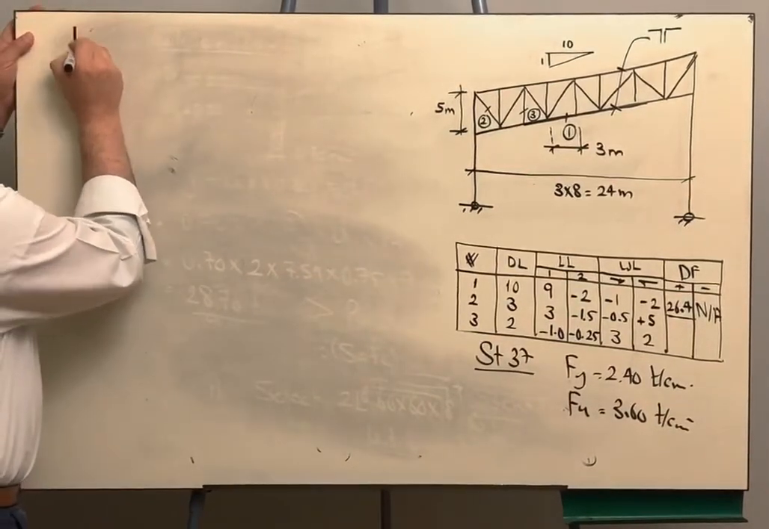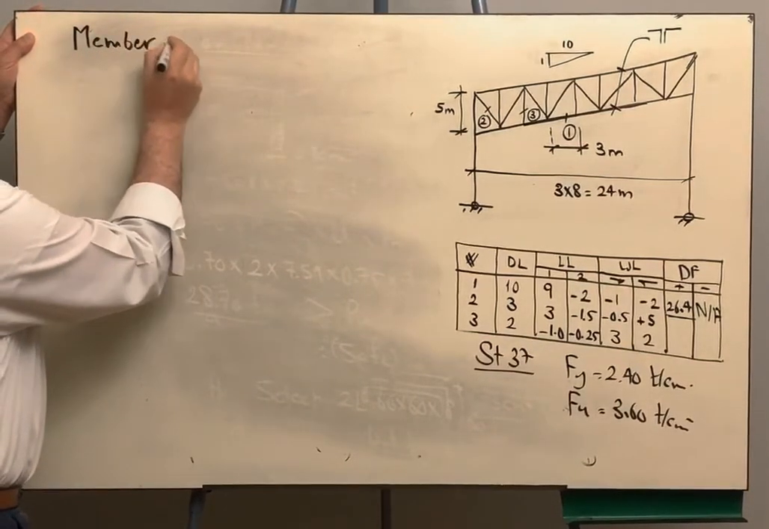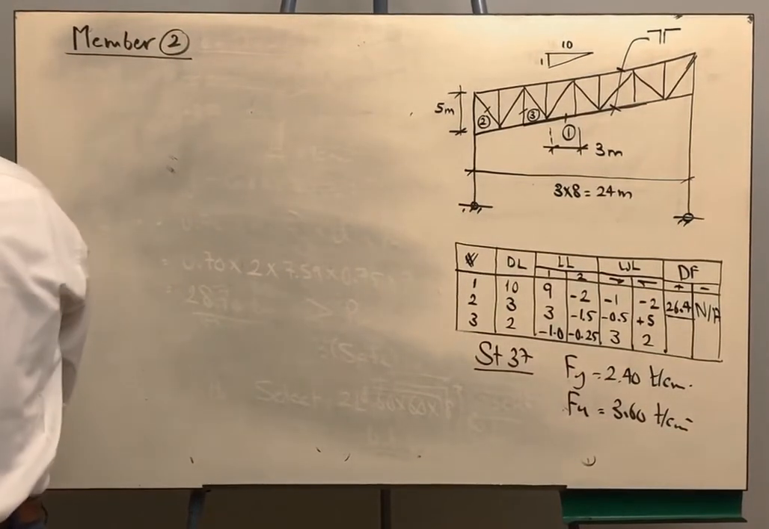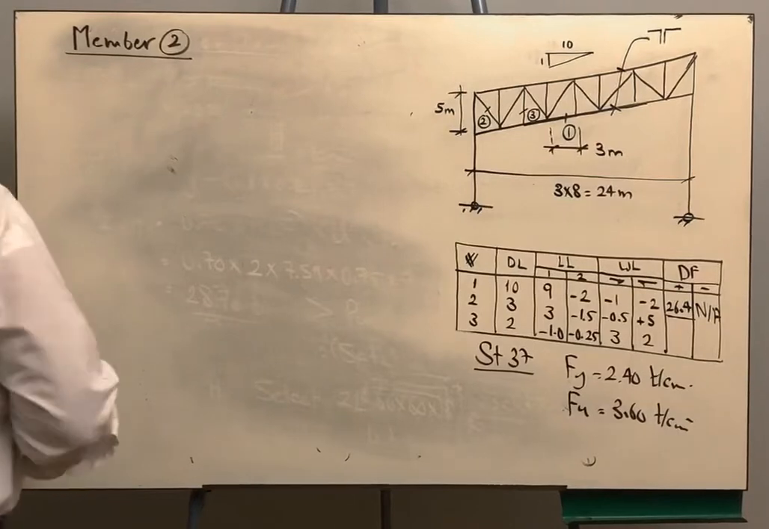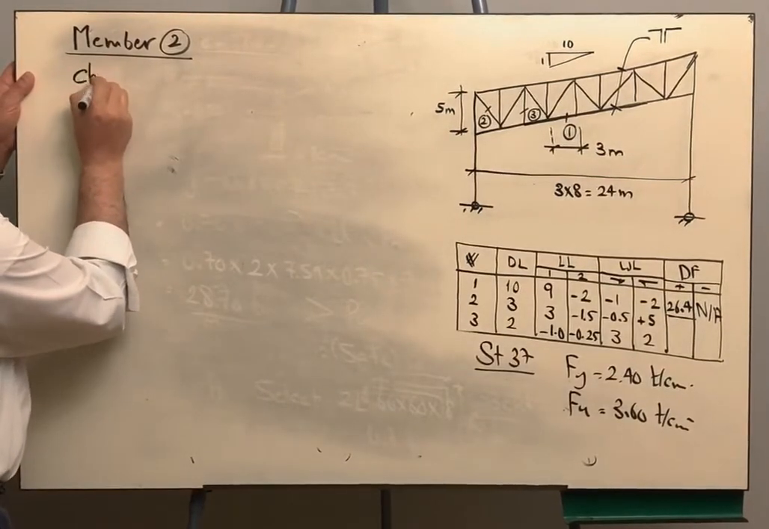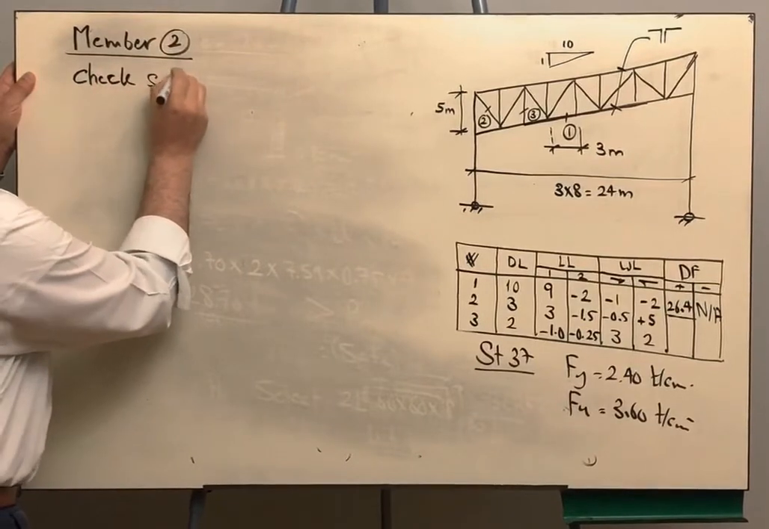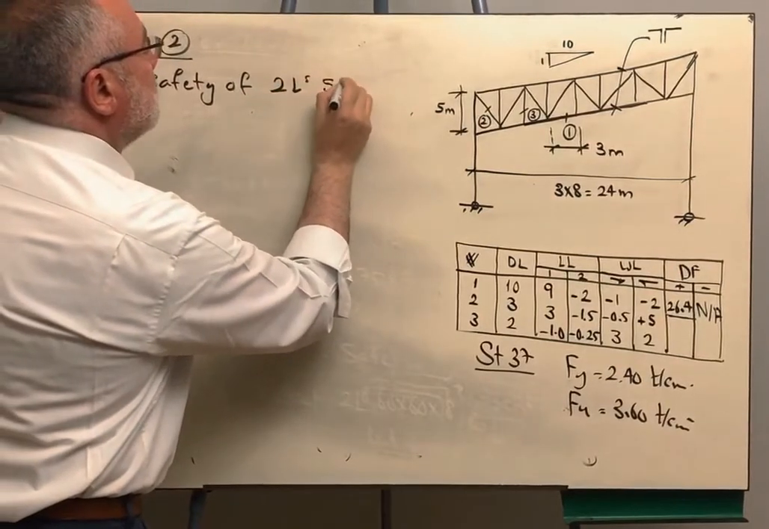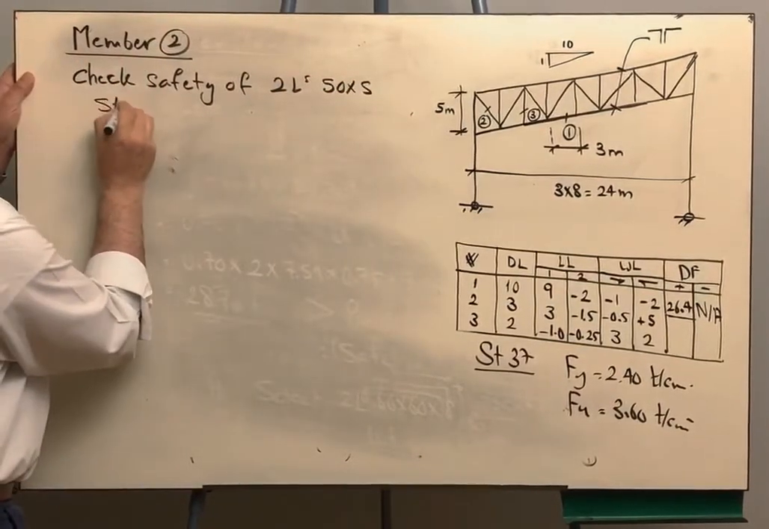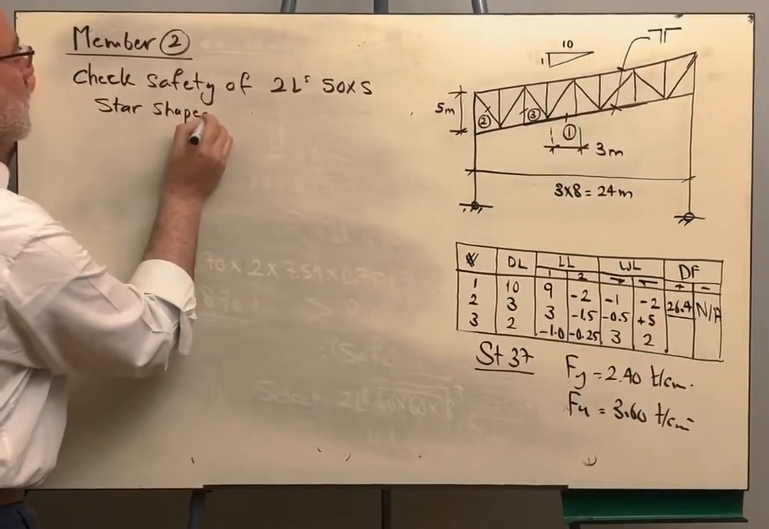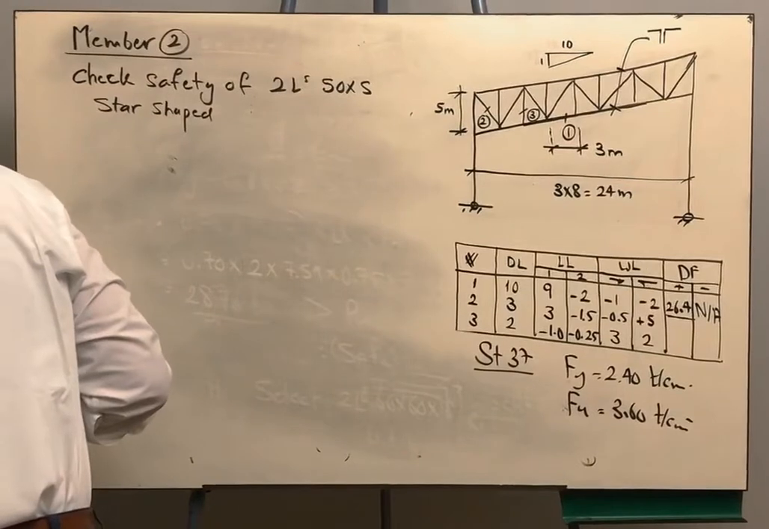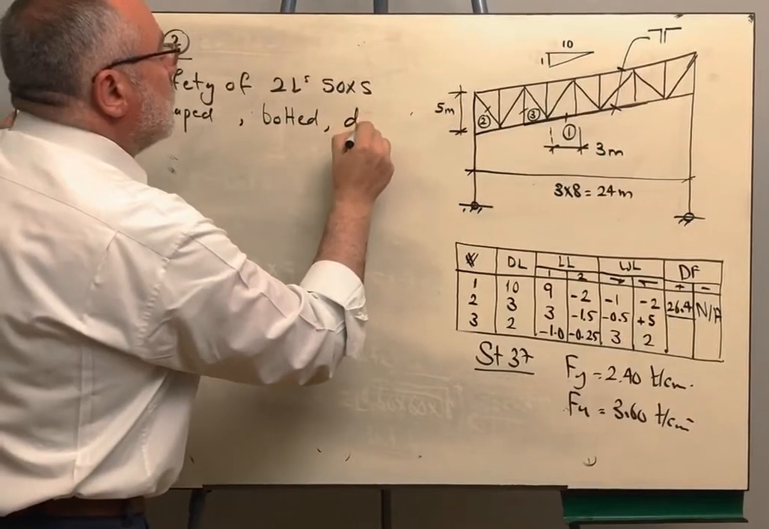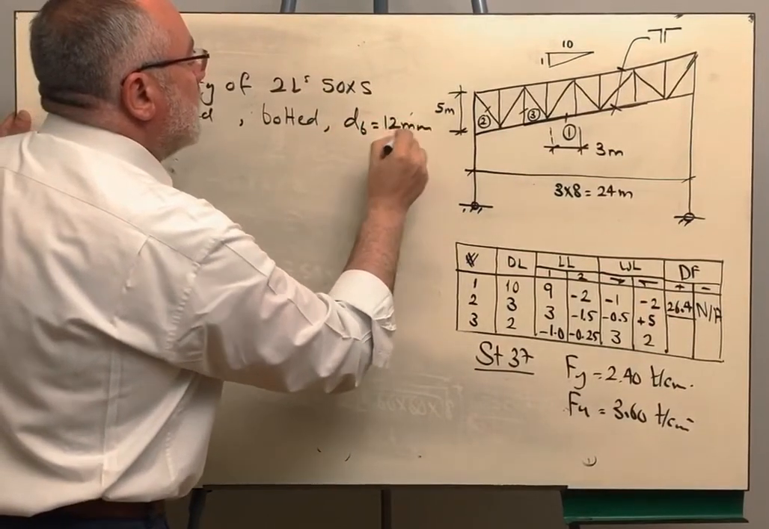For member 2, he told me to check the safety of that member. Check the safety of two angles 50 by 5 star shape, and the connections are bolted with a bolt diameter of 12 millimeter.